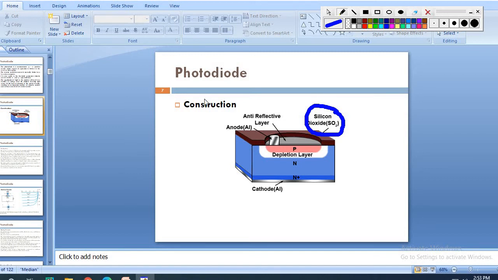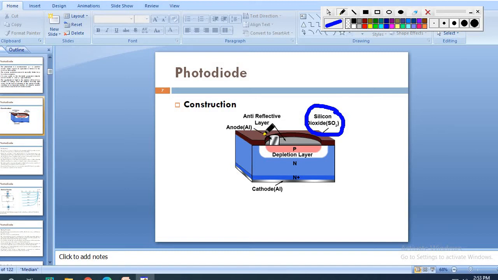So how exactly does it work? Before that, the construction looks like this, and this is the P type, N type and depletion layer. These I already explained in earlier slides. It also has a layer of silicon dioxide, SiO2, just to shine light on the semiconductor; for that purpose we are using silicon dioxide here. And this anti-reflective layer is for maximum absorption of light; for that purpose we are using the anti-reflective layer.